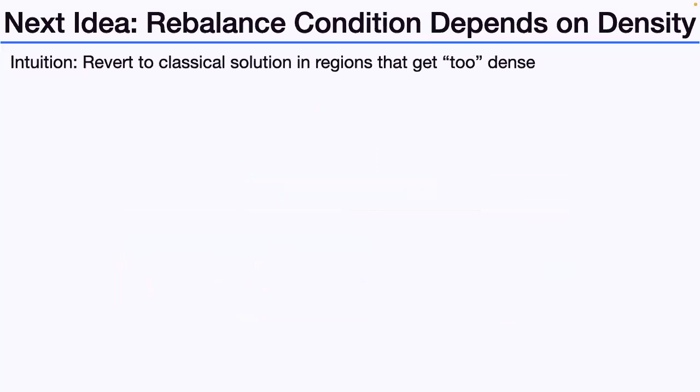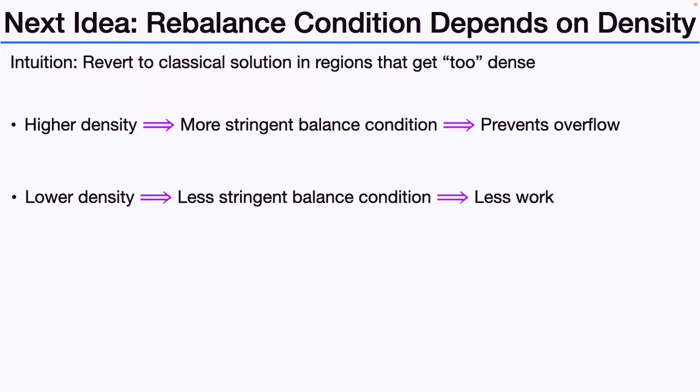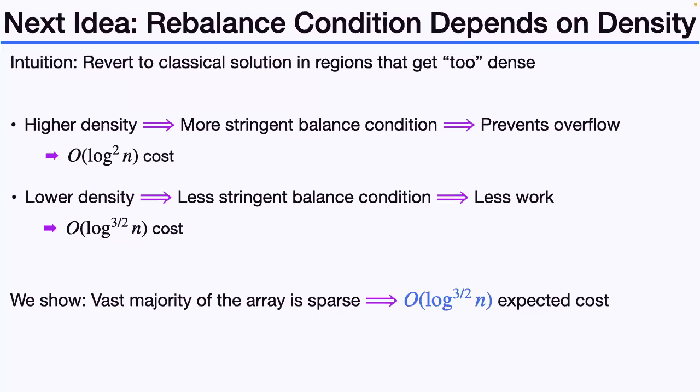However, since we want to speed it up, we're going to take that idea and massage it and bring it to work. So the intuition is just to revert to the classical solution if you have an interval that gets too dense. We know that the classical solution deterministically has no overflow. If we have some interval with higher density, we're going to use that balance condition there. And if we have an interval with lower density, we can afford to use this less stringent balance condition, the one that gets the square root of log n costs, and then we do less work there. So these have log squared n costs in intervals with higher density and log 3/2 n in lower density respectively.